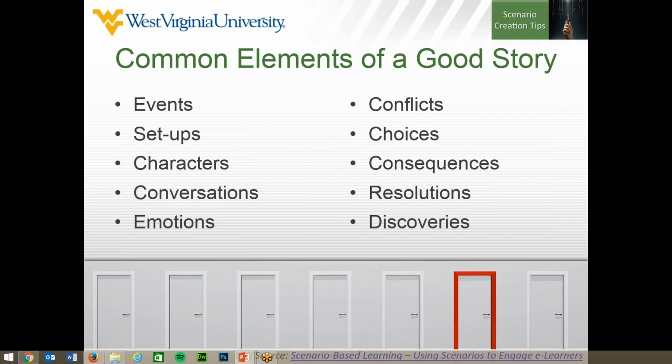So what are the common events of a good story? All right, so as you can see here, the common events of the good story, we have characters, events, setups, characters, conversations, emotions, conflicts, choices, consequences, resolutions, and discoveries.